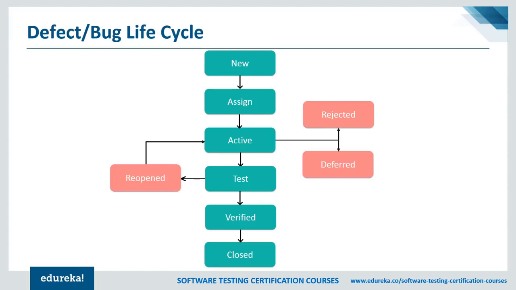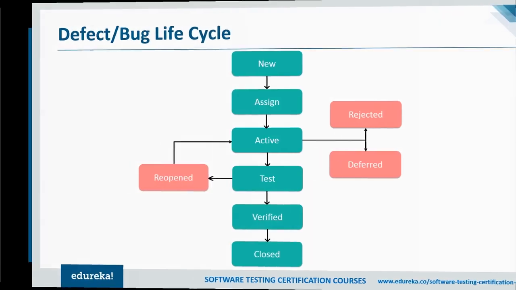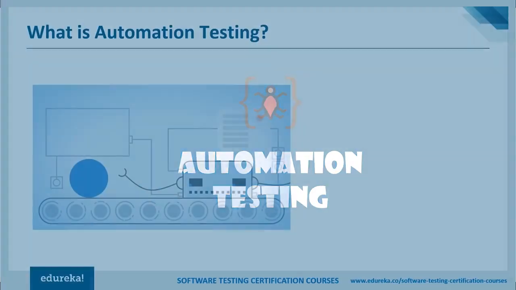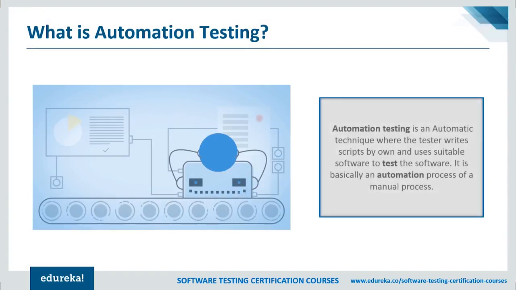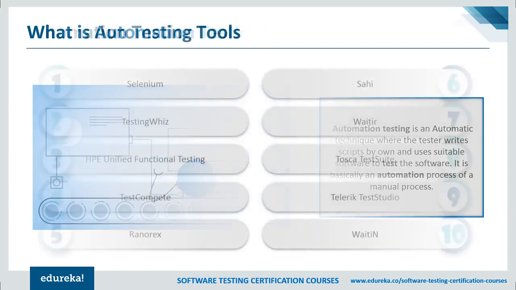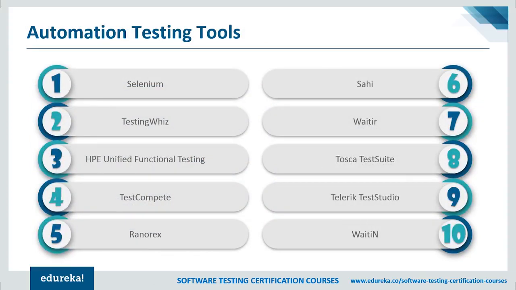So this is all about the bug life cycle and the various stages the bug goes through from new till closed. Now let's move on to the widely used software testing type, that is automation testing. As I have already mentioned, automation testing is an automated technique where the tester writes scripts on their own and uses suitable tools to test the software. It is basically an automation of a manual process. There are many tools to carry out automation testing like Selenium, TestingWhiz, HPE Unified Functional Testing, TestComplete, Ranorex, Watir, WatiN, Telerik Test Studio, Tosca Test, and many more.